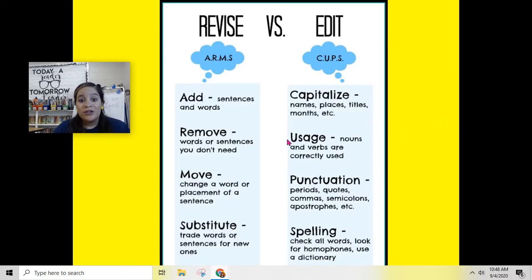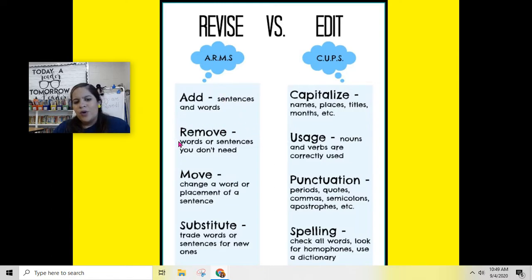You have the reminders to use ARMS and CUPS, which are two tools to make sure that you use after you have finished writing, and that is to revise and to edit. Every time you finish a prompt, you need to make sure you add sentences and words if you're missing. Each paragraph you write has 5 to 8 complete sentences. So always read back and check, do I have enough?